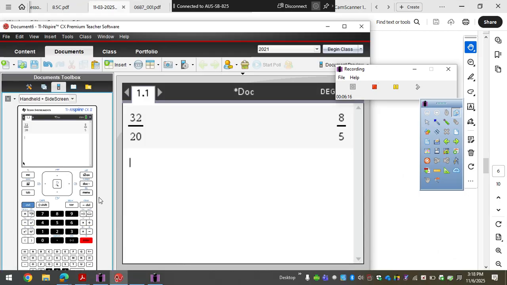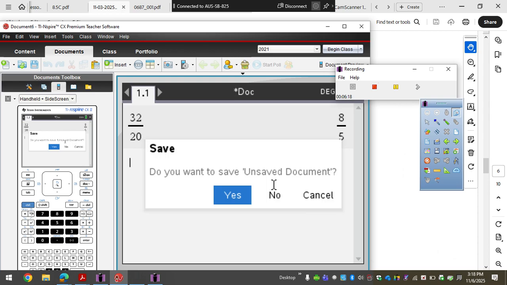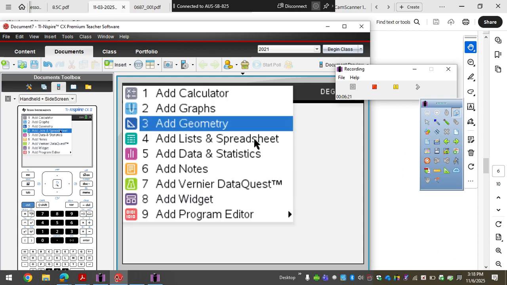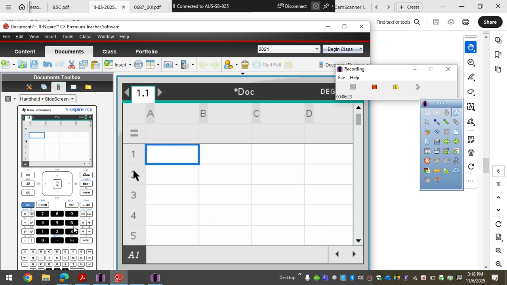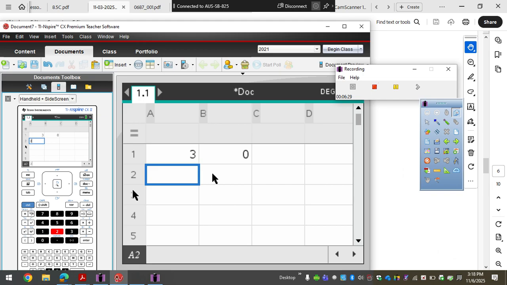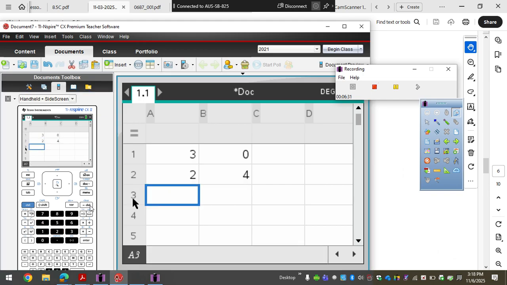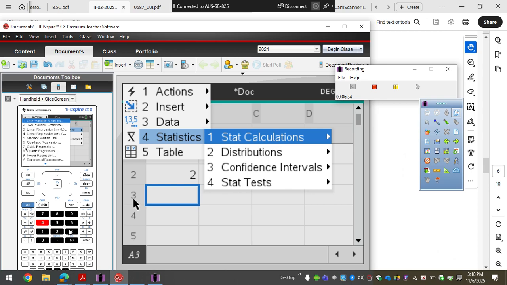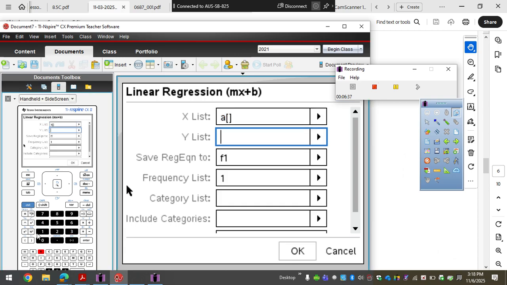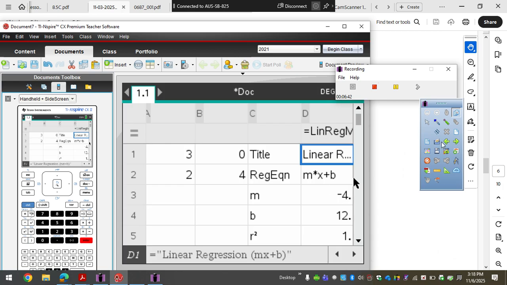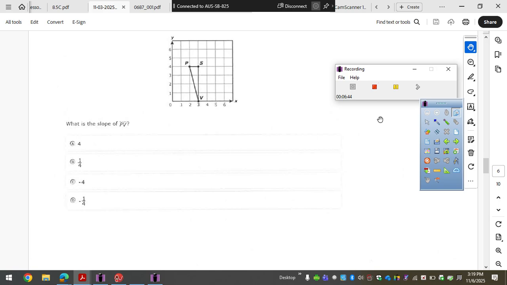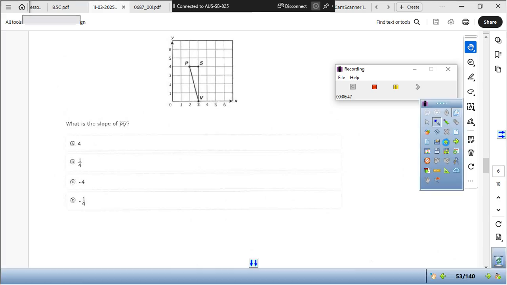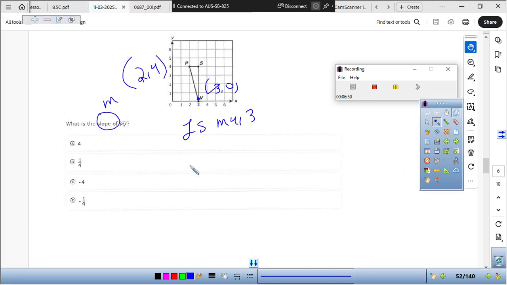So I'm going to go back to the calculator, turn it on, get a new calculator, and I'm going to go ahead and get spreadsheets. I believe it's (3, 0) and (2, 4). Come down here, go to menu, 4, 1, 3. Control this left-hand side, enter. -4 is my answer, so I'm going to come back over here and look for -4, and there it is.